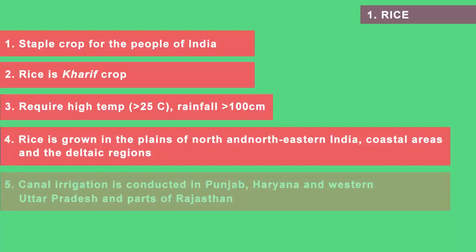So rice is grown usually in the plains of north and northeastern India, and also places near the coastal areas and the deltaic regions. Because you see, you need a lot of water to grow rice.